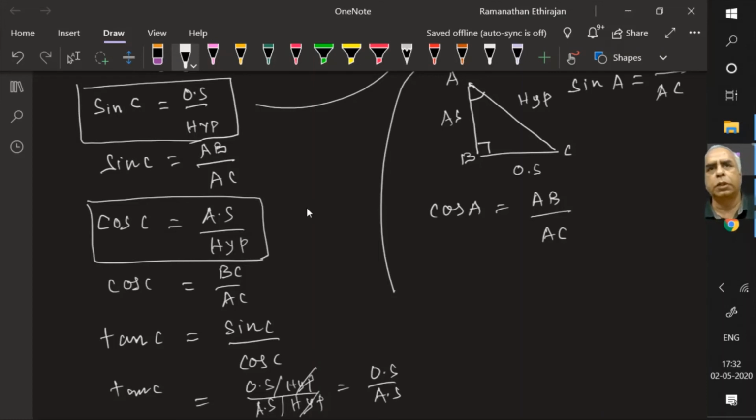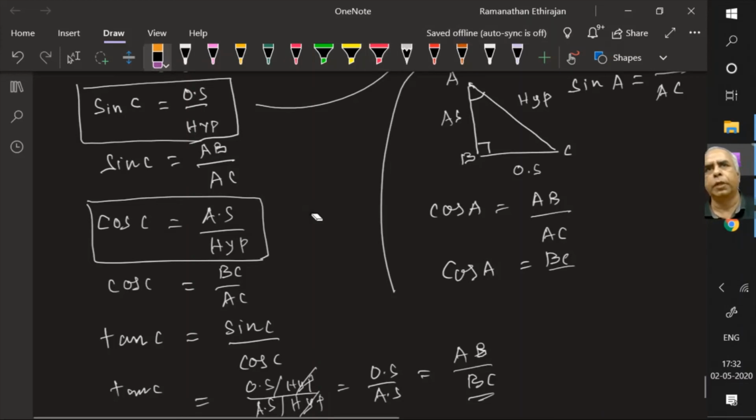Now, what is the opposite side? AB. Adjacent side, that is BC. So tan C is AB by BC. Similarly here, for A, the opposite side is BC and the adjacent side is AB. Clear? So this is tan A.